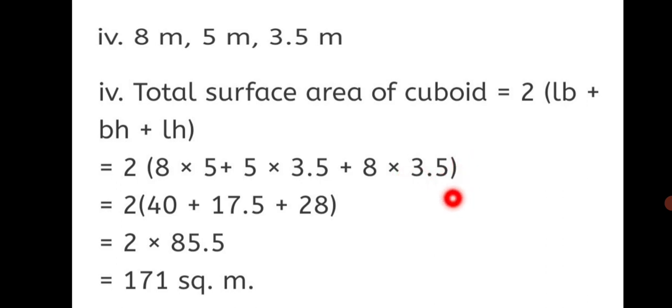Close the bracket. Now complete the multiplication first. 8 5s are 40 plus 17.5 plus 28. Now complete the addition. So you get 2 into 85.5, which is 171 square meter. So we have completed 4 sub-questions for question number 2, which were based on which formula? Total surface area of a cuboid.